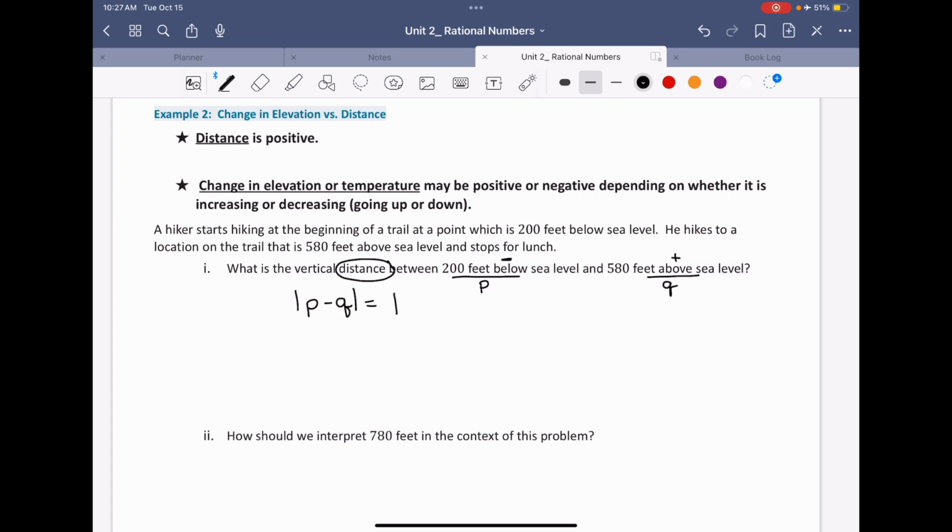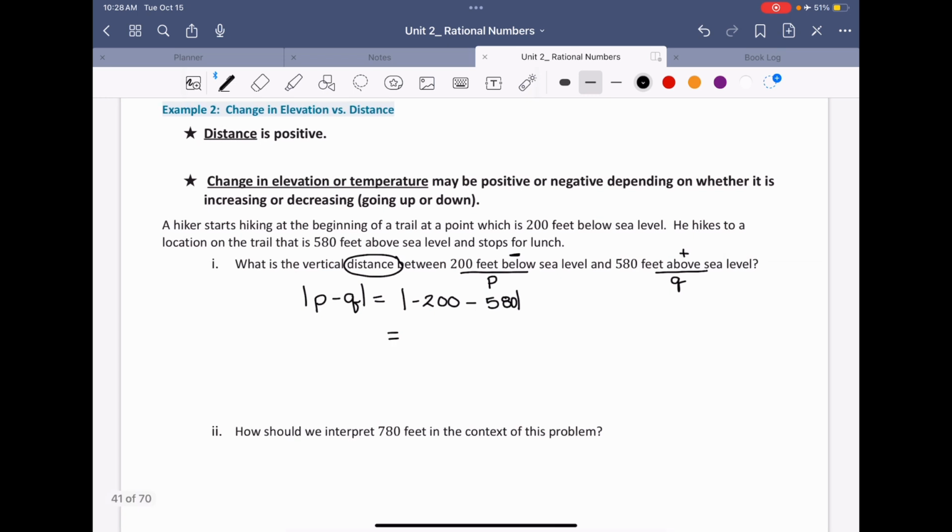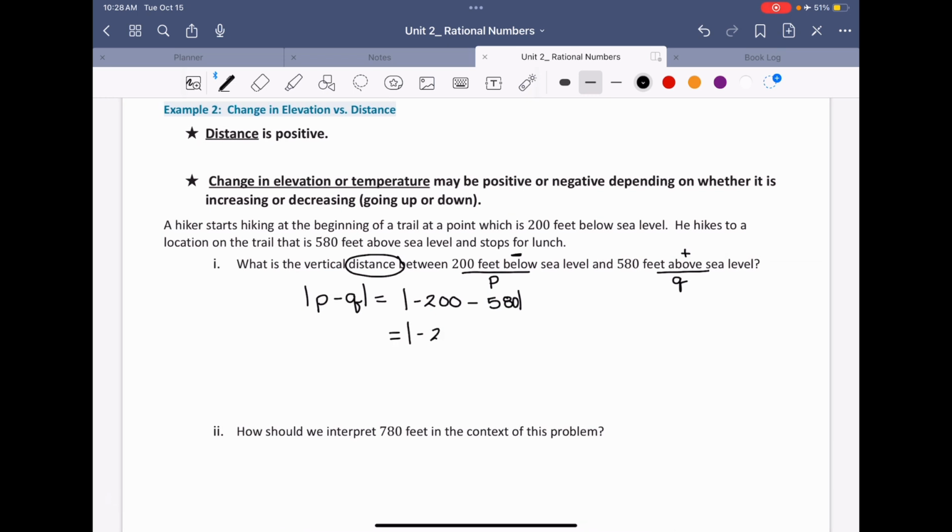So 200 feet below, so negative 200 minus 580 feet above, so that's a positive value. So negative 200 minus 580, I'm going to leave change. So negative 200 plus negative 580. So it means I'm adding those values together. 5, 6, 7. So it should be a negative 780. But I want the absolute value, so I have a distance of 780 feet.